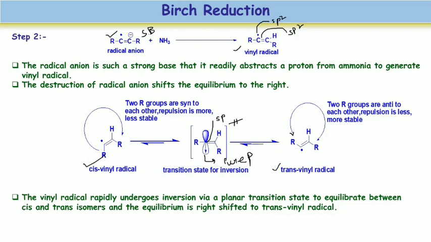And coming back to the cis vinyl radical, you can see that two R groups are in syn position, right? As they are in syn position, steric repulsion is going to be maximized. And just because of this, cis vinyl radical is unstable. So as it is unstable, the population of cis vinyl radical is very less. So overall the equilibrium is shifted towards the right hand side, right?